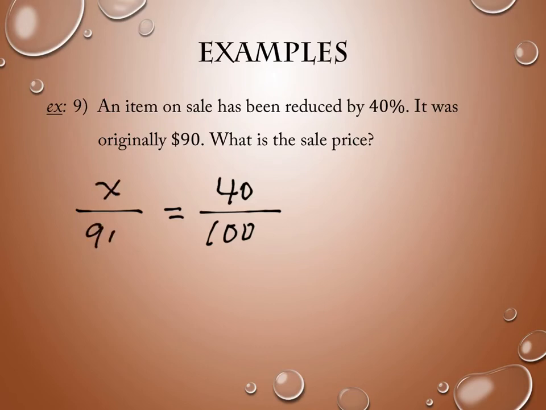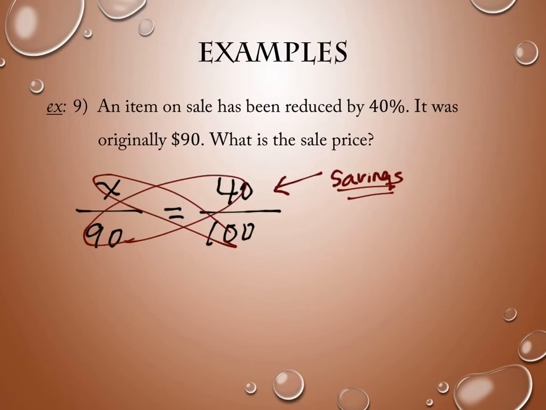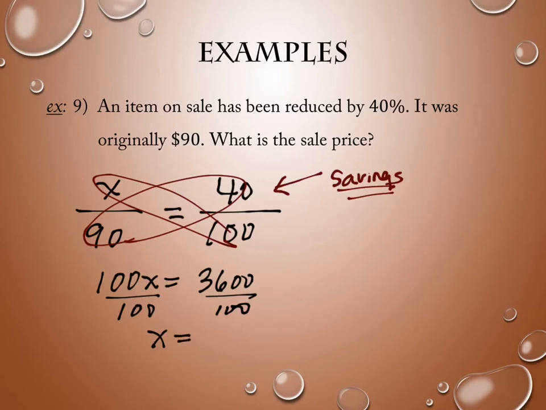X over 90. Because I'm doing 40 over 100, I need to remember that this is my savings. It's not how much it's costing me, it's how much I'm saving. So let's cross multiply. 100x equals 3,600. What would x be? 36. So it's $36 in savings.